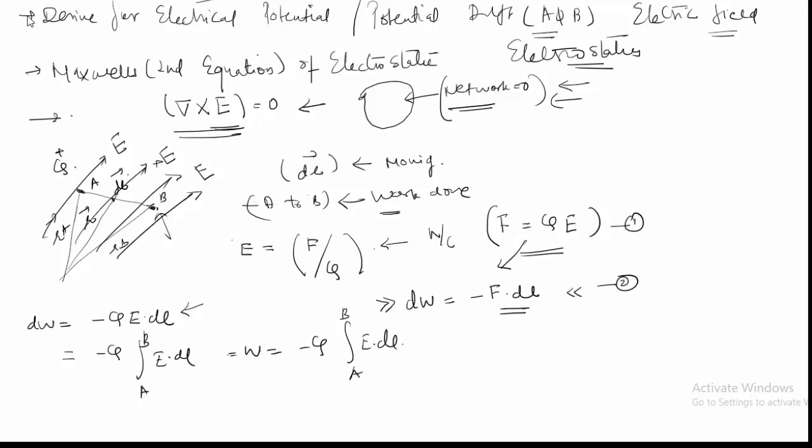Now the potential is equal to the work divided by charge. So the potential difference between A and B is equal to work divided by charge, and this Q will cancel and you will get minus integral from A to B of E dot dl.